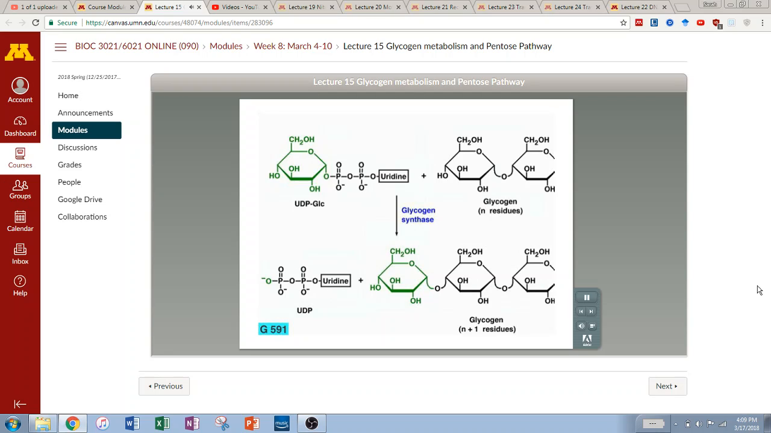In the second step in glycogen synthesis, a synthase enzyme transfers a glucose unit from UDP glucose to the non-reducing end of glycogen. UDP is released as the other product.